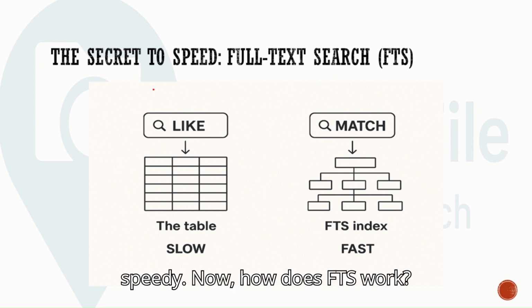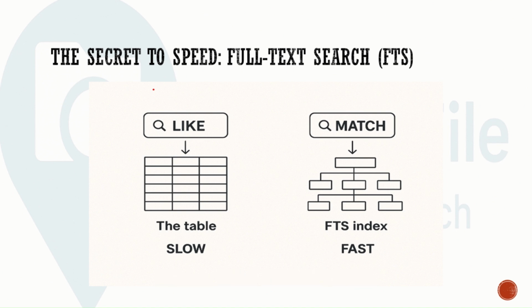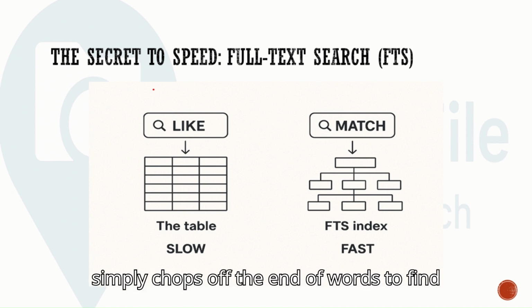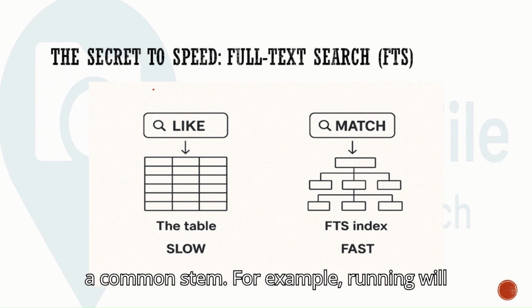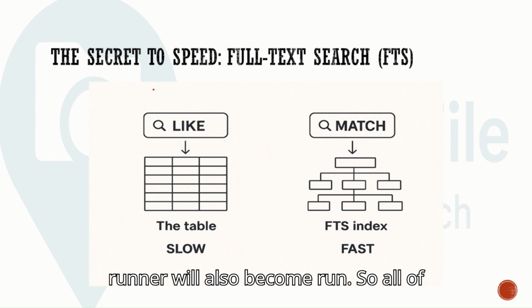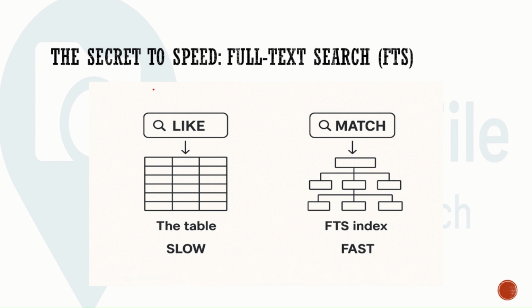Now, how does FTS work? It works on a fundamental idea of stemming. Stemming is a rule-based process that simply chops off the end of words to find a common stem. For example, running will become run, runs will also become run, runner will also become run. So all of them have the same root or stem.